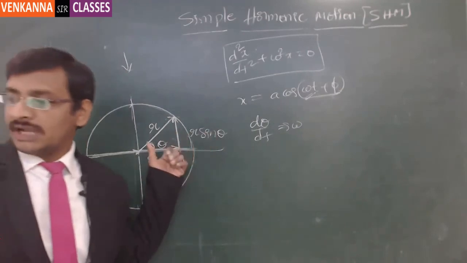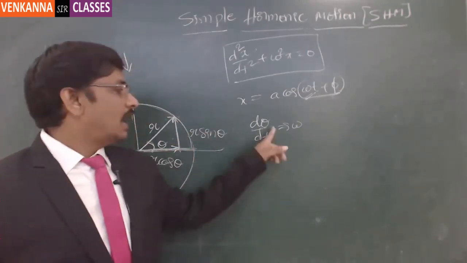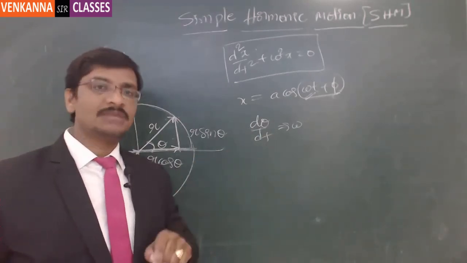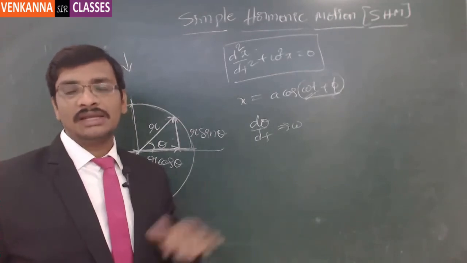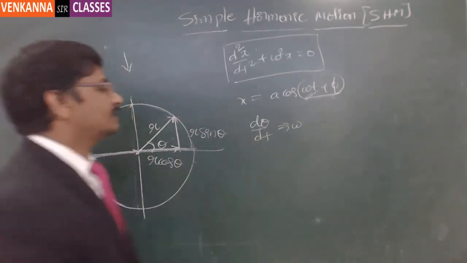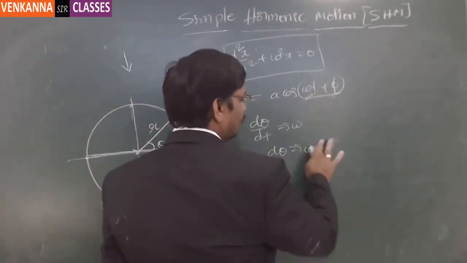So this is moving with an angular velocity of omega. Angular velocity, I mean angular displacement rate of change. So angular displacement is nothing but angle. So the angle at a rate at which it is changing, we treat as the angular velocity. Now if this is the angular velocity, d theta equal to omega into dt.